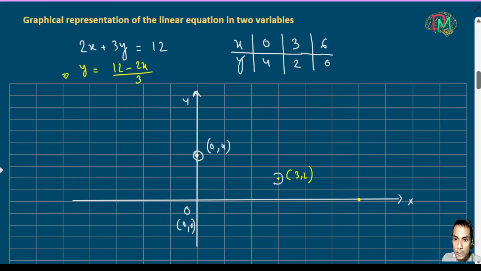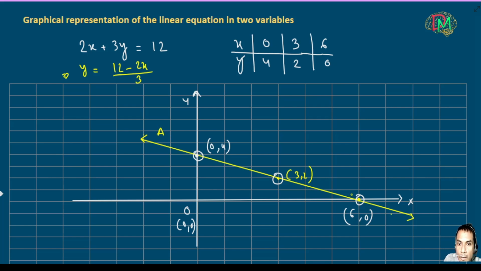6 3 2, 6 comma 0. Okay, now if we connect, we get this line. If we connect these three points, we get this line AB. So this AB is the equation of the straight line.